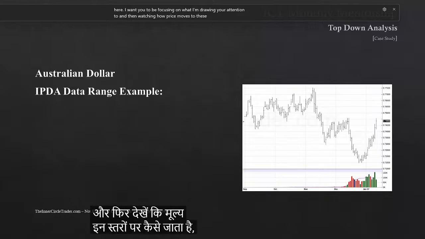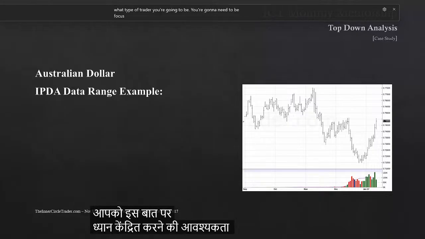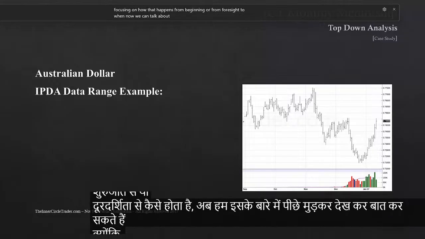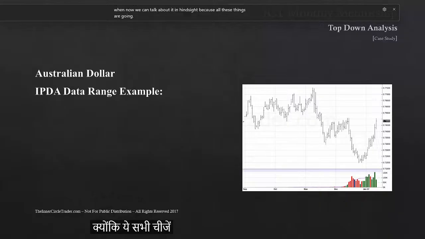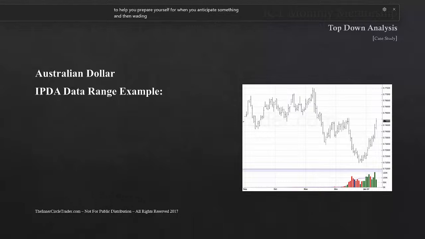Regardless of what type of trader you're going to be, you're going to need to be focusing on how that happens from beginning, or from foresight, to when we can talk about it in hindsight, because all these things are going to help you prepare yourself for when you anticipate something and then wait throughout that process. It's quickly learned by simply looking at a hindsight example where I can say, hey, this is what we said the market was going to do. This is where we thought the market was going to go. And here it is, bang.